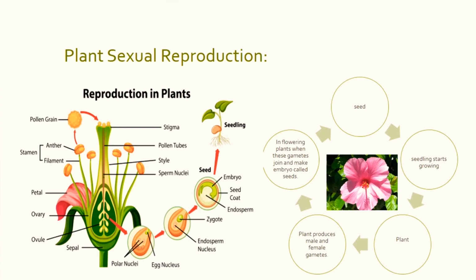Okay, so in flowering plants, what happens? From a seed a new plant grows. That plant produces male and female gametes. After the combination of both these gametes, like this pollen grain, when it combines with the egg in the ovules, it forms an embryo, and this is called sexual reproduction in plants.